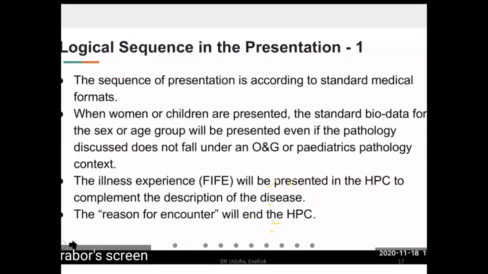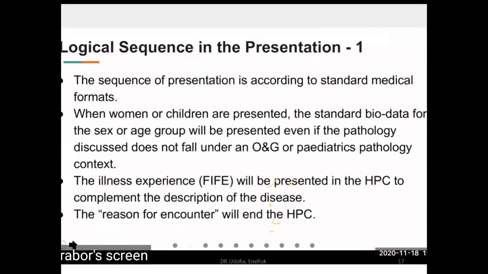time. Let's also look at the logical sequence in presentation. The sequence of presentation according to standard medical format. We have already shown you that. And we have also said that women and children, when presented, you should capture their biodata. A woman should have LMP and parity, a child should have weight, height, if it's possible.